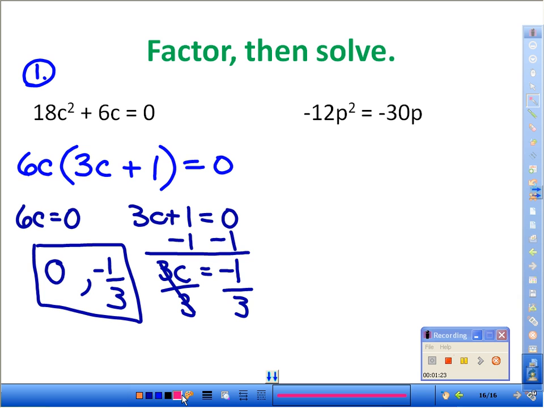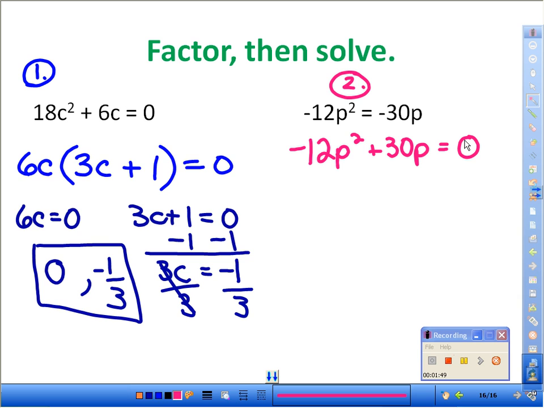If we look at the example on the right over here, problem number 2, it's similar, but there's an extra step at the beginning. We need to bring this negative 30p from the right side over to the left side. I'm going to do that by adding 30p. So I have negative 12p squared plus 30p. And if I add 30p to both sides, the only thing left on the right side now is 0.